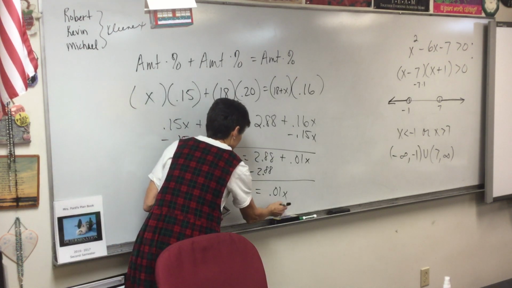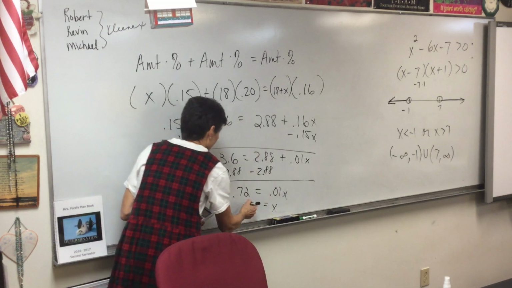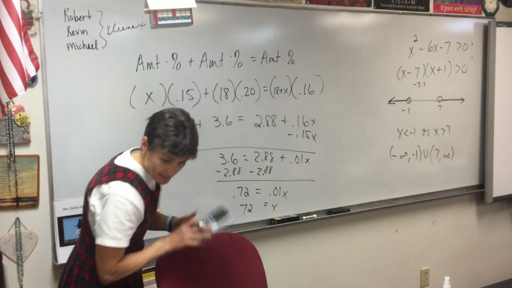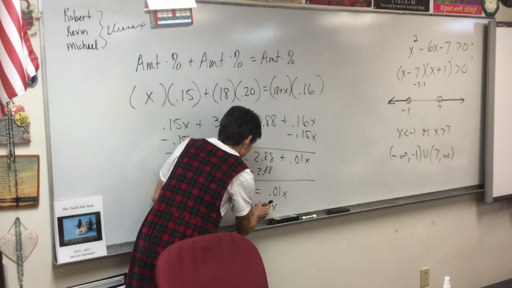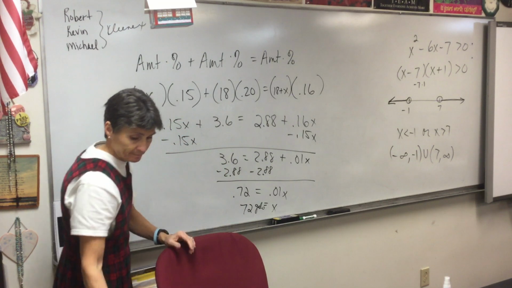0.72. So then I'll divide, and I get 72 gallons. So the answer is 72 gallons.